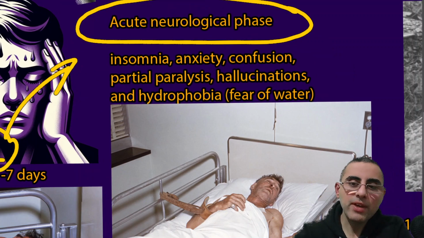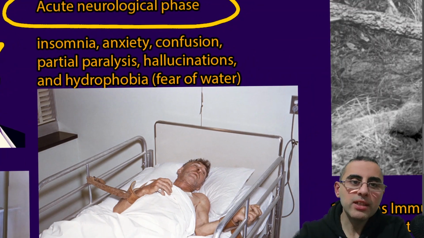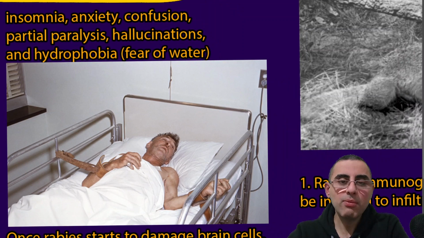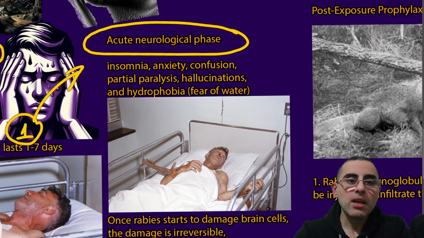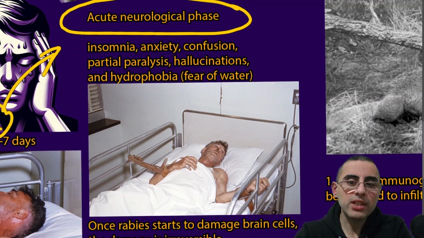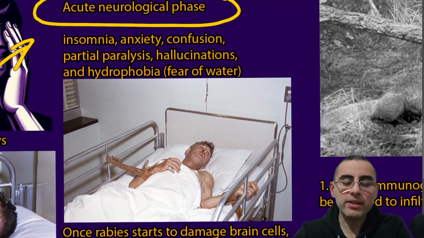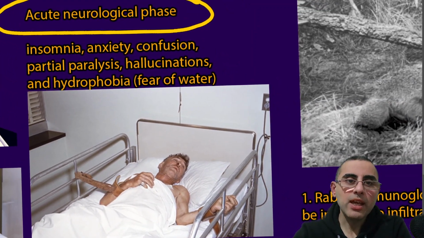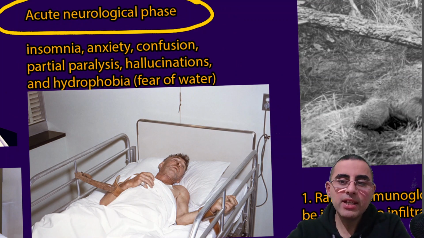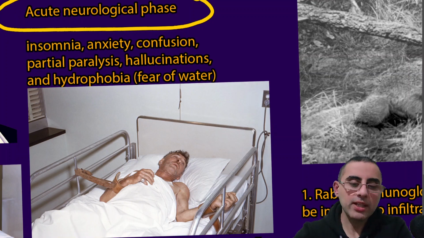Symptoms of the acute neurological phase are insomnia, anxiety, confusion, partial paralysis, hallucinations, and hydrophobia, fear of water. So people with rabies have hydrophobia, fear of water, and they have hallucinations, confusion, they can be aggressive. So it's the acute neurological phase. It means that brain cells are already damaged importantly.